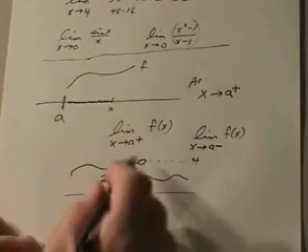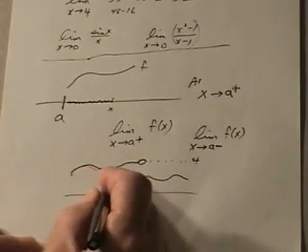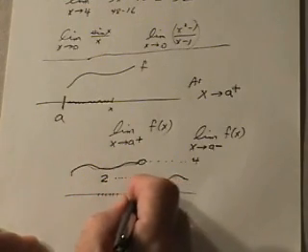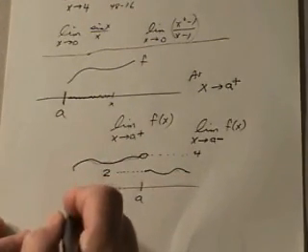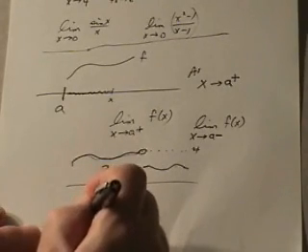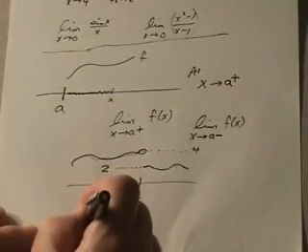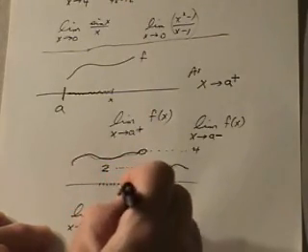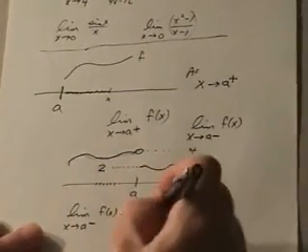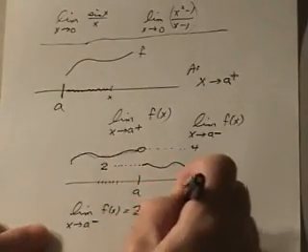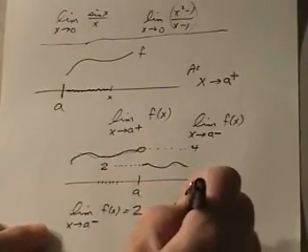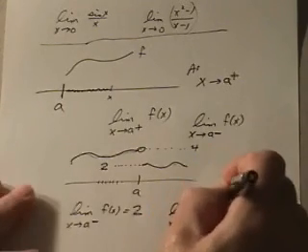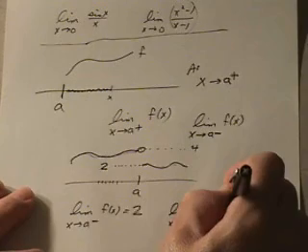Then in this case, if this is our function, which proceeds over here getting closer and closer to 4, and on this side we're getting closer and closer to 2, then what we can say is that the limit as x approaches A from the left of this function would be 2. But the limit as x approaches A from the right of this function would be 4. I did that backwards, didn't I?